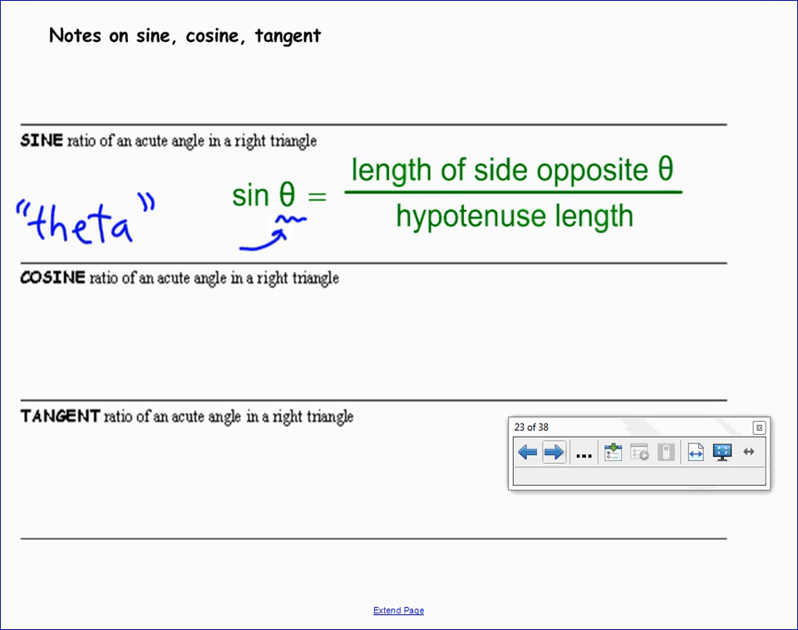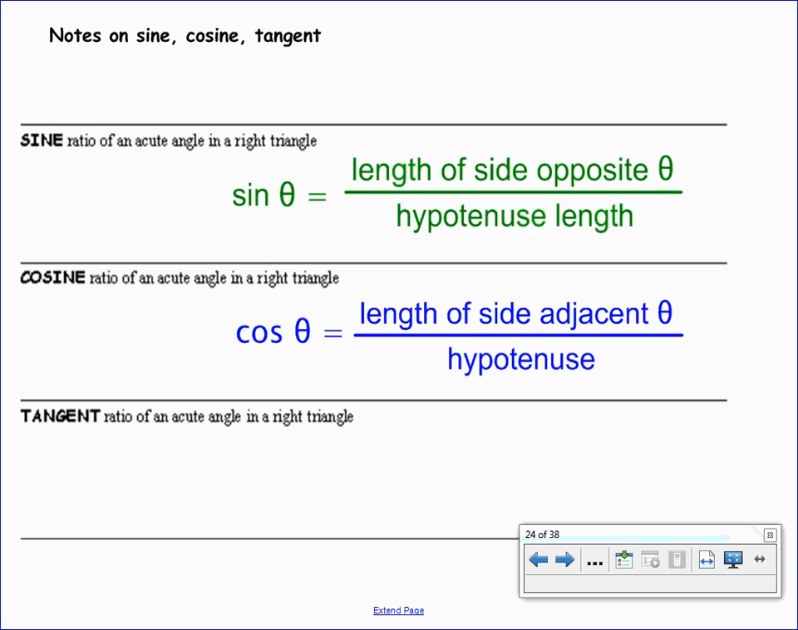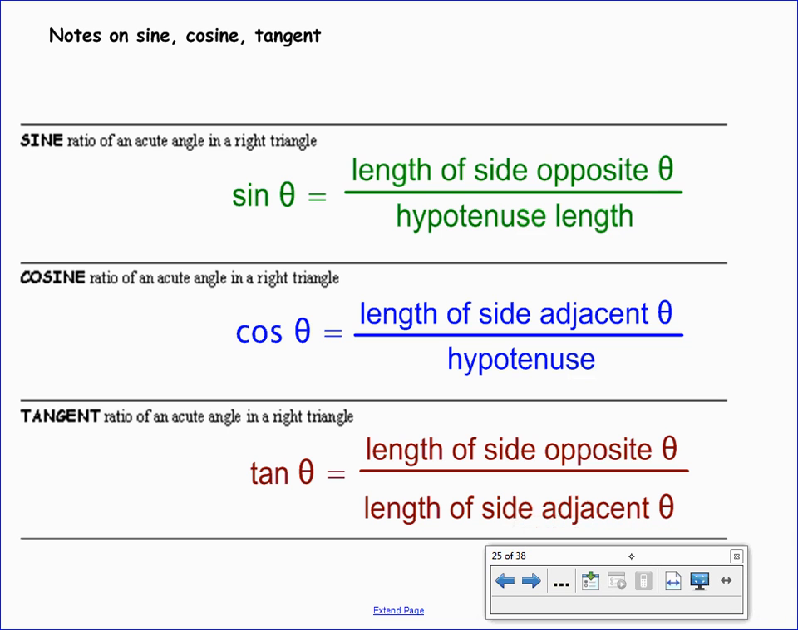Cosine of theta is the ratio of the adjacent side length to the hypotenuse side length. And so cosine of theta is given by the length of the adjacent side over the hypotenuse length. And these will still be here. I'm going to advance one more so we can get the last one. The tangent of an angle is given by the length of the opposite side over the length of the adjacent side.